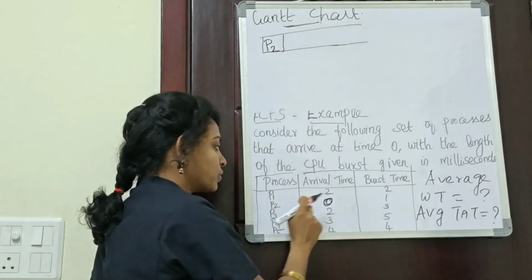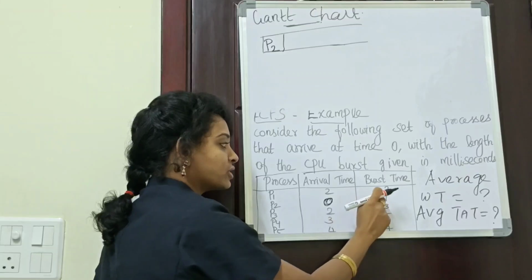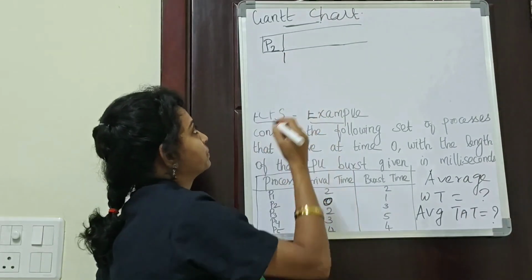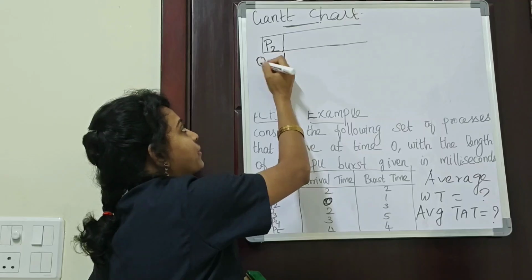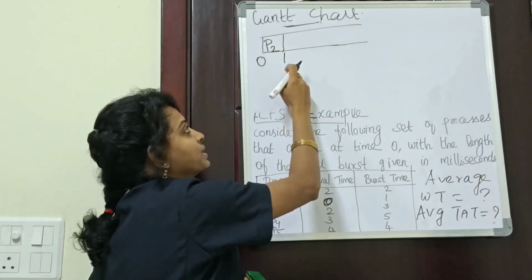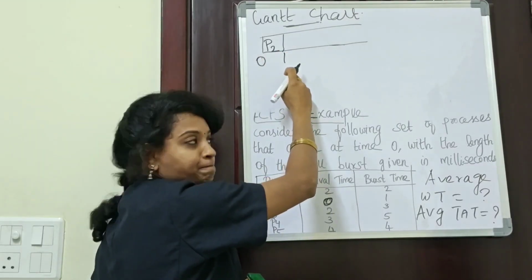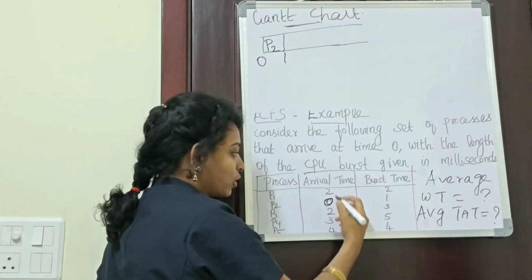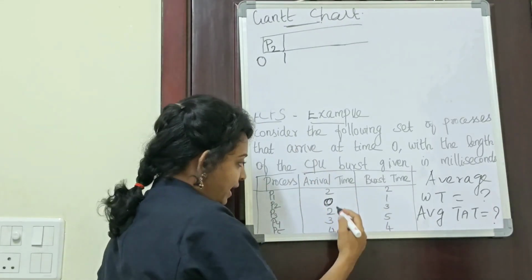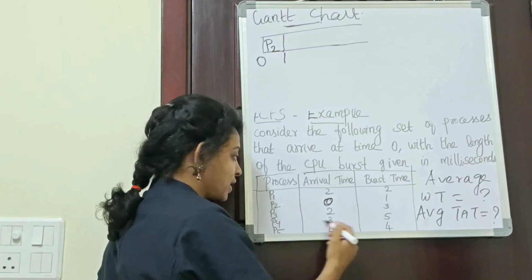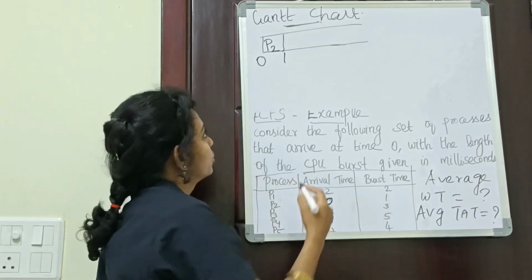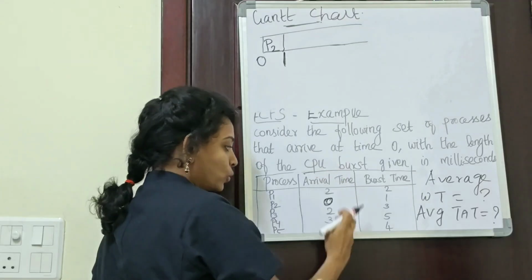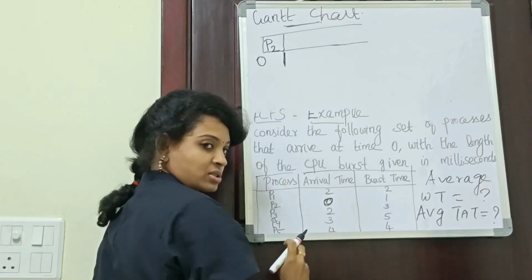For P2 process, how much time does it take for execution? Only 1. So P2 process arrived at 0 and it completes its execution at 1. Then next, check for the arrival of 1. Is there any process which comes in the arrival of 1? No. In this arrival time there is no arrival of any process.